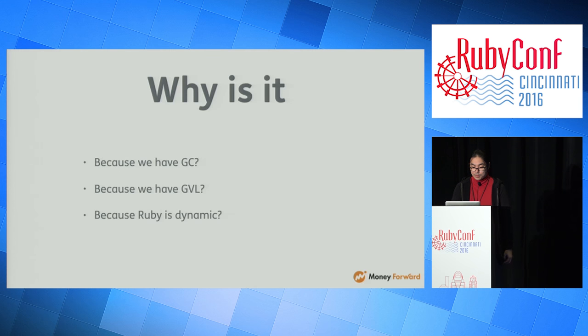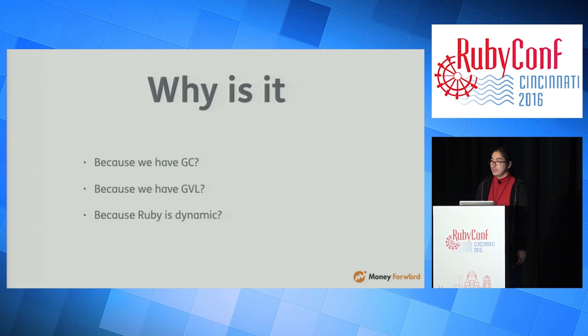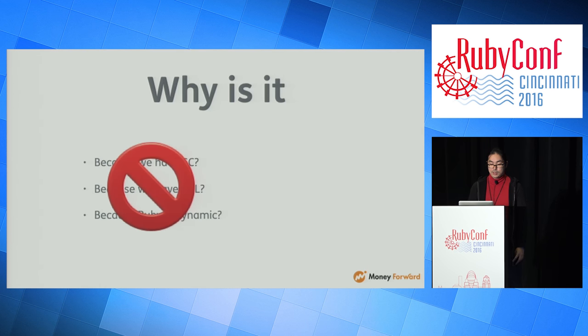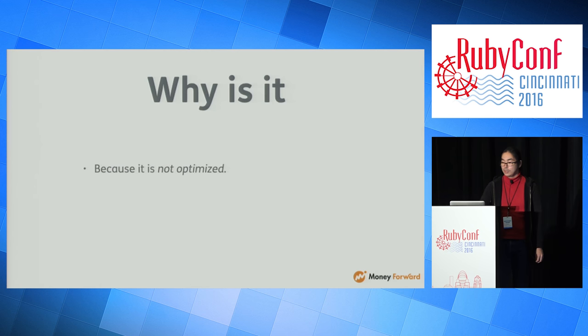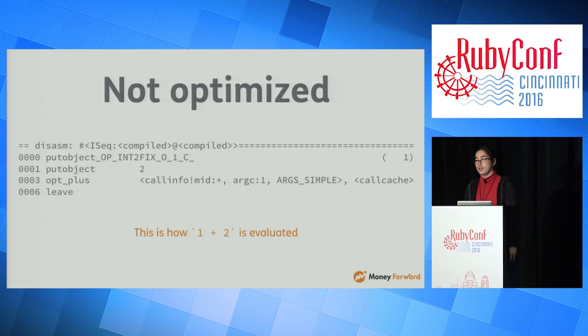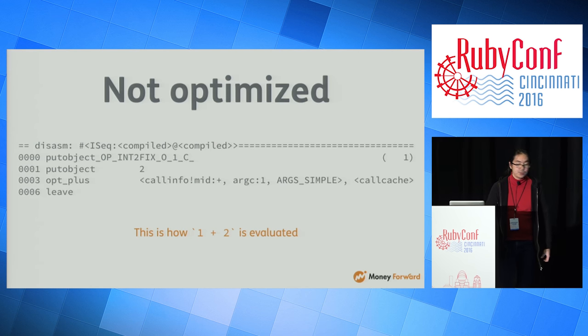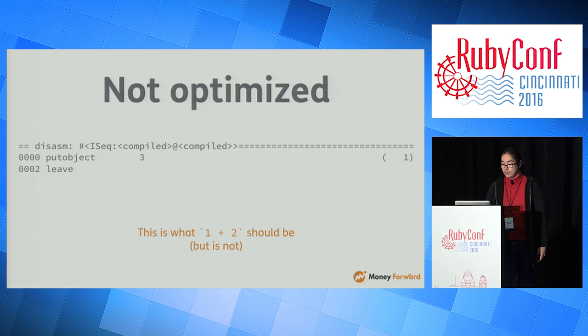It's very interesting. So there are many reasons explained why Ruby is slow, like because we have GC or we have GVL or anything like that, but I'd like to say this is all wrong. Ruby is slow because Ruby is not optimized. This is actual disassembly of how 1+2 is evaluated. A bit noisy, but all it does is put object 1, put object 2, then send plus.